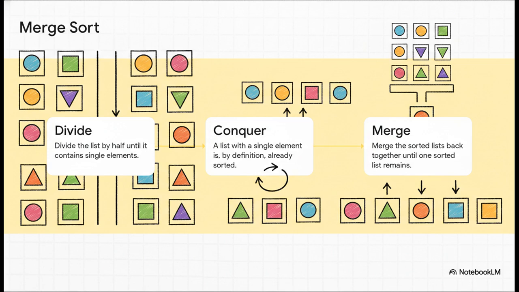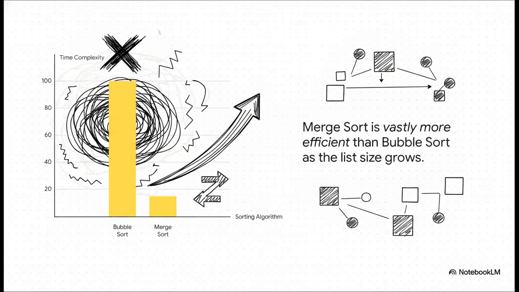So from there, it just intelligently merges those tiny sorted lists back together into one perfectly ordered whole. And this right here is why choosing the right tool is absolutely critical. That technical jargon you see, O of n squared, is just a mathematical way of saying that for bubble sort, the workload absolutely explodes as the list gets bigger. If you double the number of items, you basically quadruple the work.